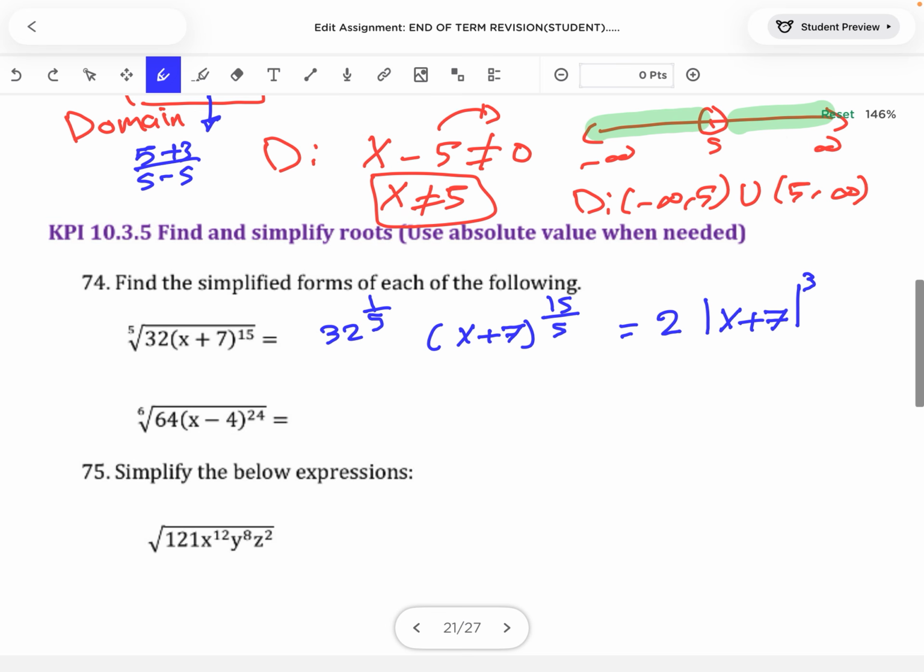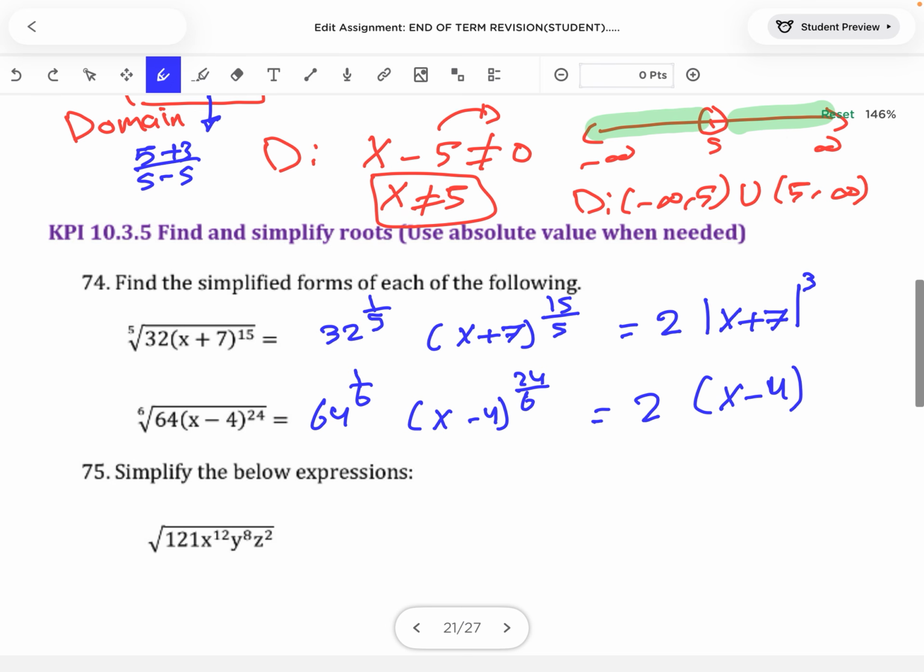Okay, same story here. This is 64 to the power 1 over 6, and (x minus 4) to the power 24 over 6. This one is 2. 24 over 6 is 4. Since the power is even, it is fine without absolute value.